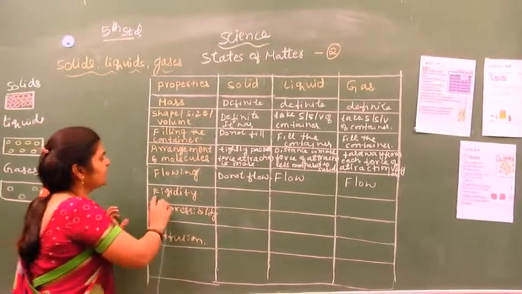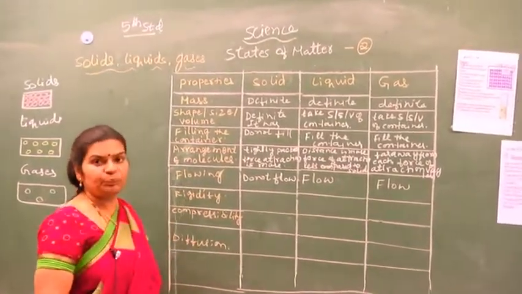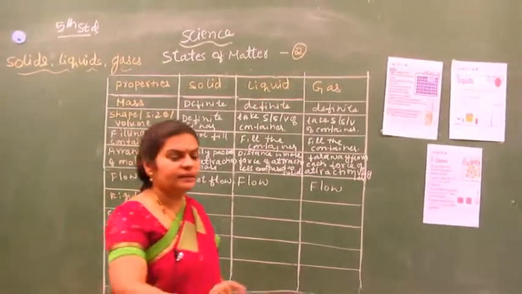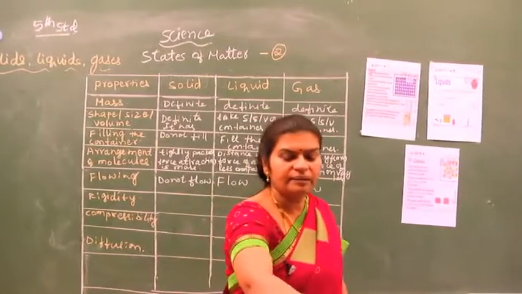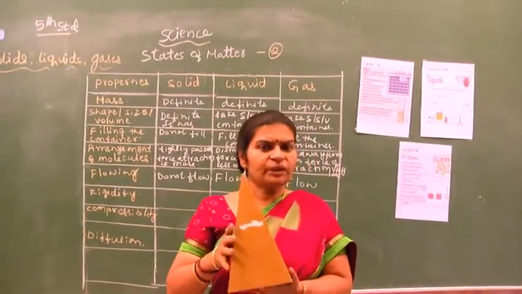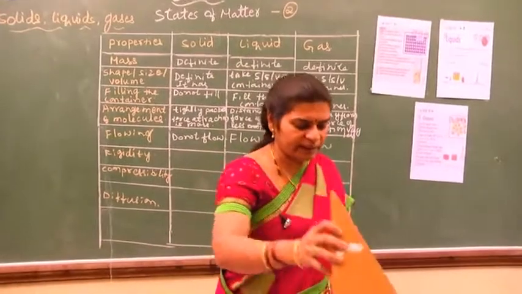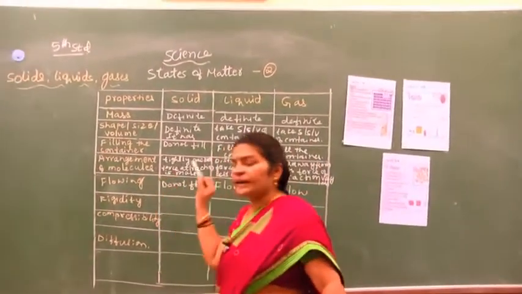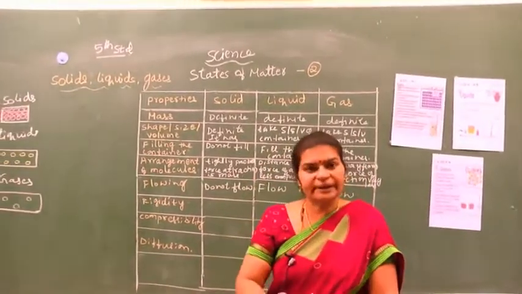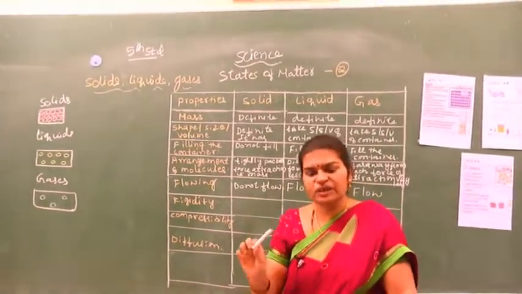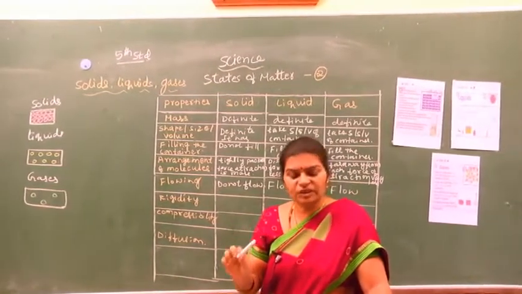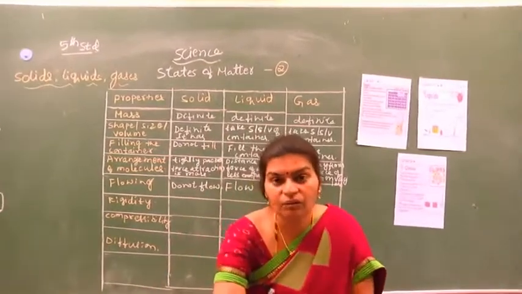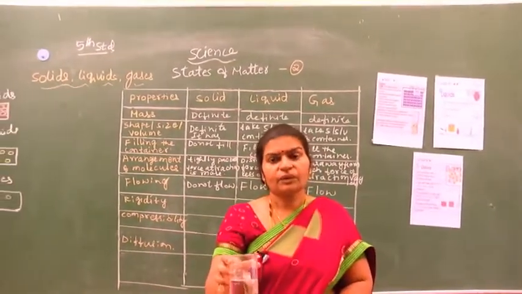Then the next one is called rigidity. What is rigidity? When we consider these substances, the shape will be definite. It is not going to change. When I consider a piece of chalk, unless I write with it on the board, if you keep it on the table, it won't change its shape. It will be rigid.